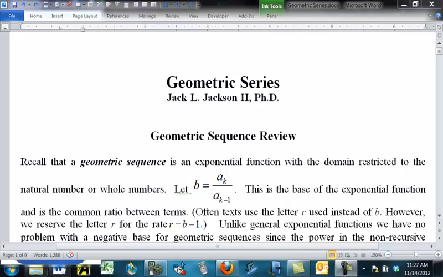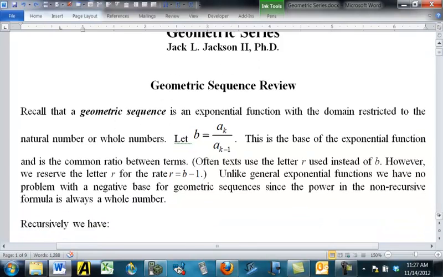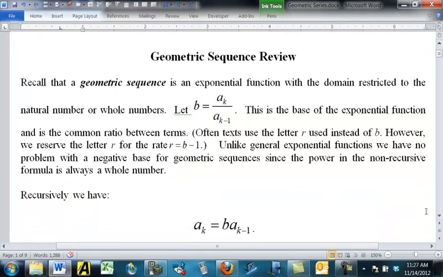Today we're going to be talking about geometric series. First I want to review a little bit about geometric sequences. Remember that a geometric sequence is an exponential function with a domain restricted to the natural numbers or the whole numbers.